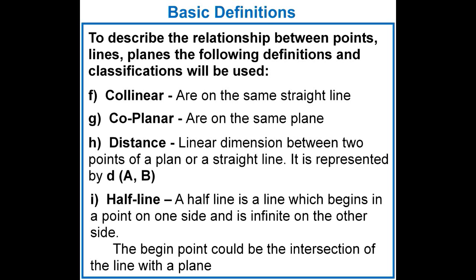and B. The definition of a half line states that it is a line that begins at a point on one side and is infinite on the other side. The beginning point could be the intersection of the line with a plane or the intersection of a line with another line.